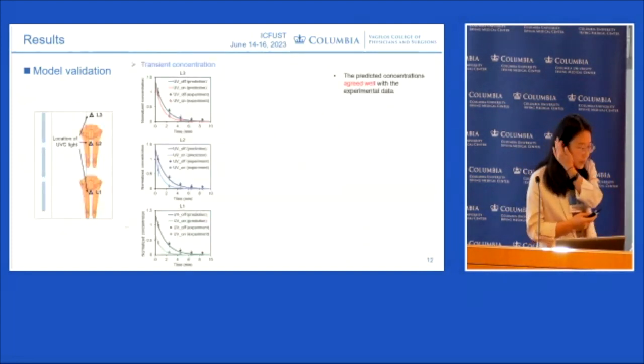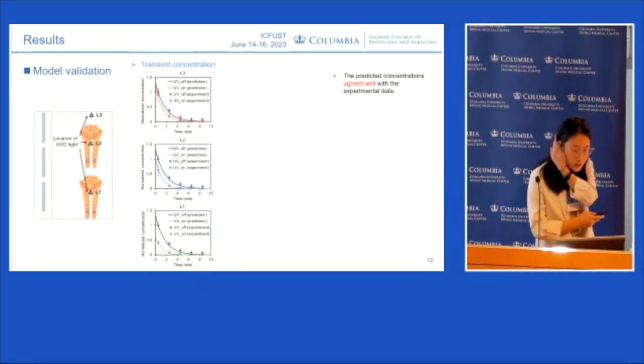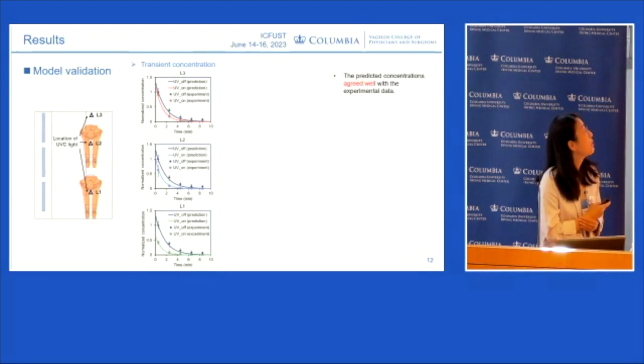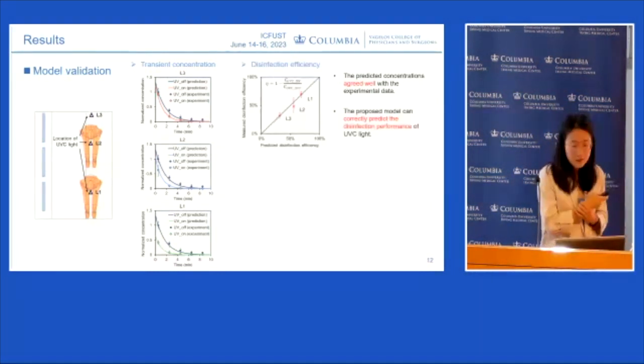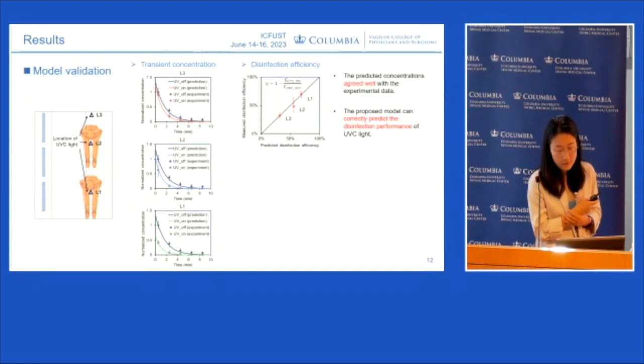This slide shows the result of the validation. These 3 figures show the transient bioaerosol concentration when the UVC light is installed at 3 different locations. The curves are from the simulation, and the points are from the experiment. We can see that for all of these 3 locations, the predicted concentration agreed well with the experimental data. That means the model can correctly predict the particle transport indoors. For further comparison, we calculated the disinfection efficiency based on this concentration, and we can see that the proposed model can correctly predict the disinfection performance of UVC light.